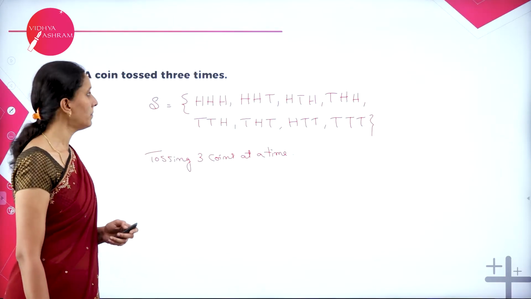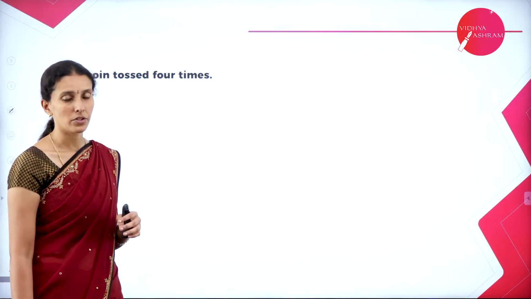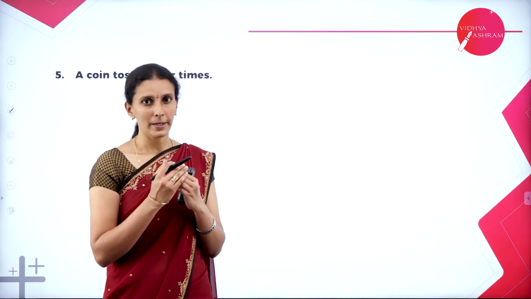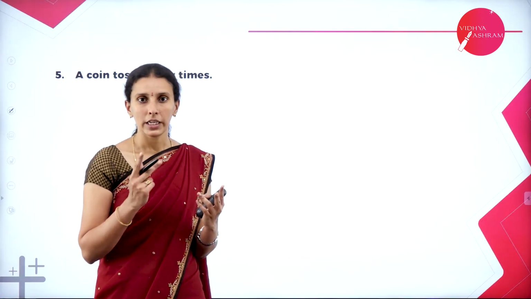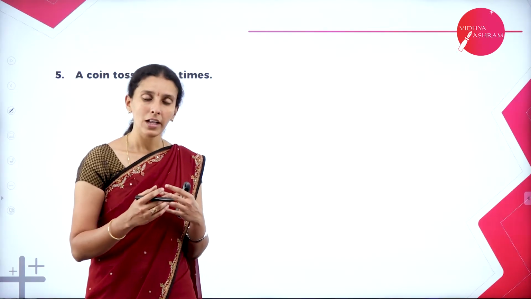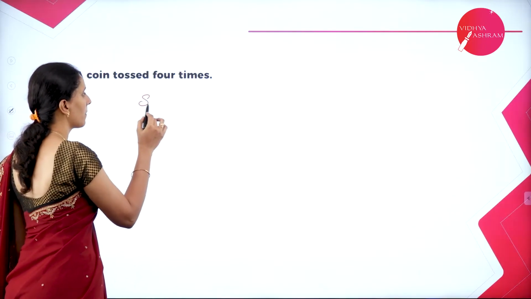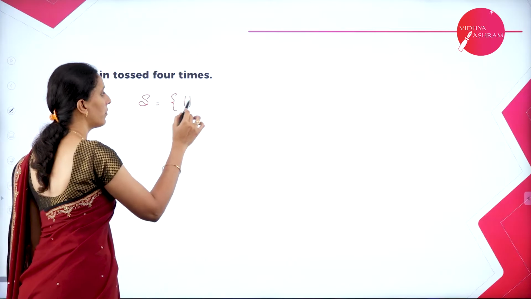Let's see the next one. A coin is tossed 4 times. All 4 times it might get head; first 2 heads, next 2 tails; all tails; first 3 tails, 1 head. Like this, let us write what the possibilities are here. So we have S. Let us write all 4 getting head.